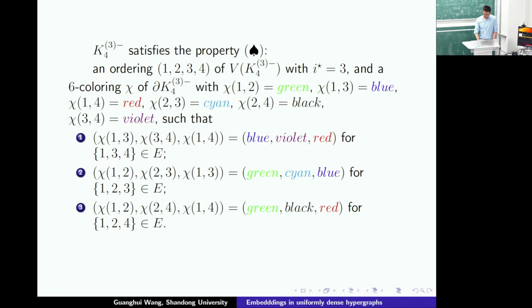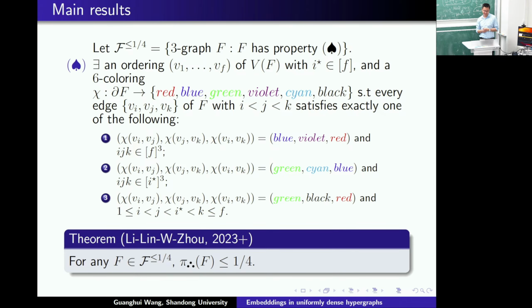Can you go back one slide? I'm slightly confused with conditions 1 and 2. So if ijk is in i star cube, then it also belongs to F cube, right? Yes. You can put it in the first class or the second class. The first class is exactly 1 over 4. Ah, so for those cases, you're free to choose whatever. Yes.